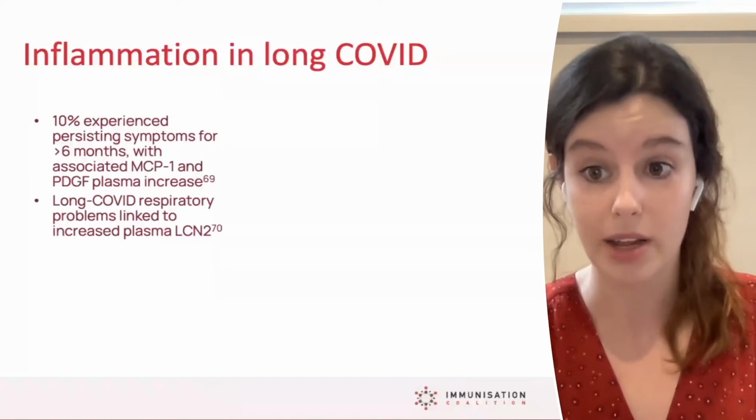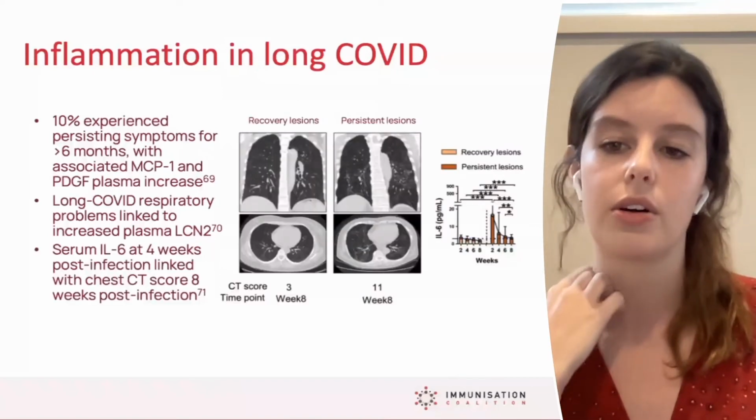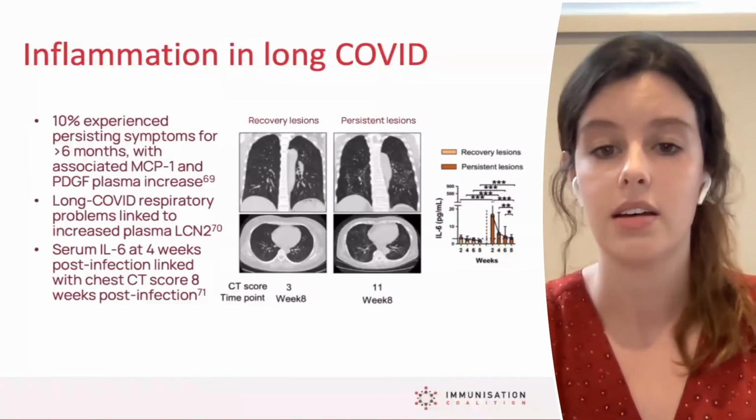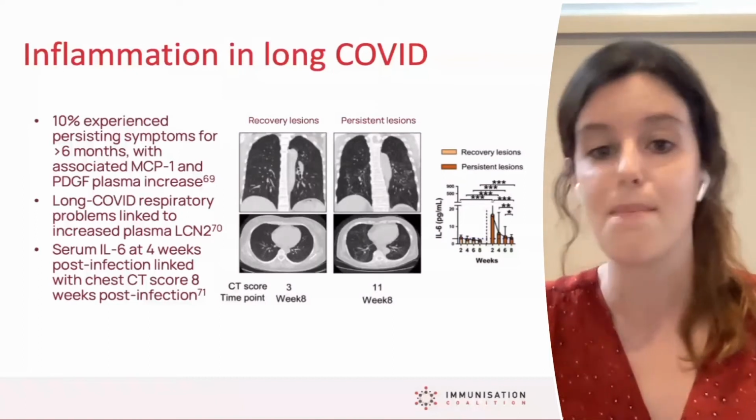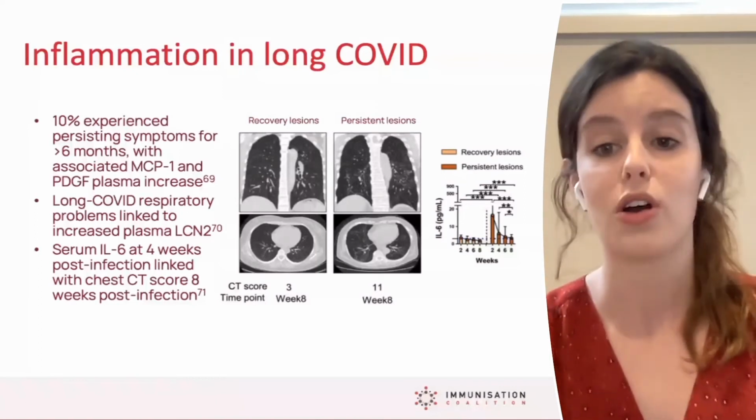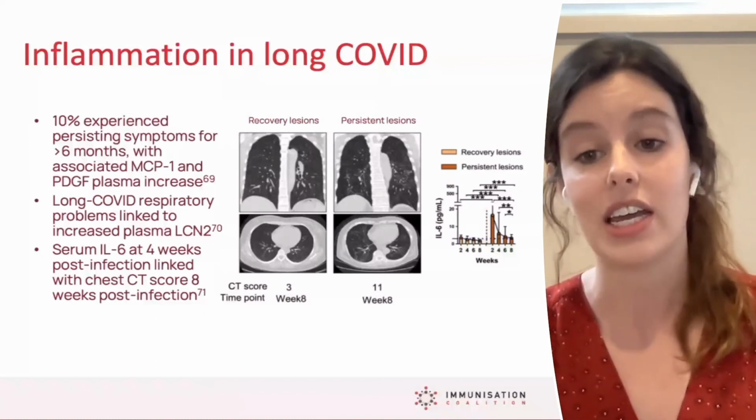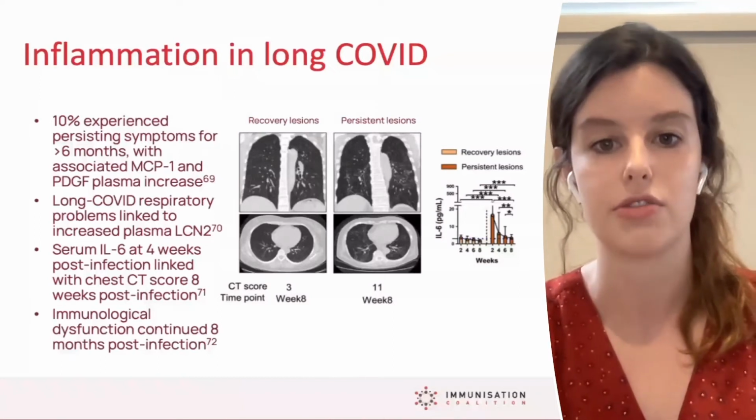Importantly, serum levels of interleukin-6 at 4 weeks post-infection were positively correlated with chest CT score at week 8 post-symptom onset. And such immunological dysfunction has now been reported even 8 months out from infection, with long COVID patients showing highly activated innate immune cells, a lack of naive T and B cells, and elevated expression of type 1 and 3 interferons.